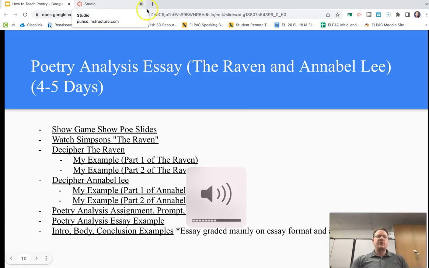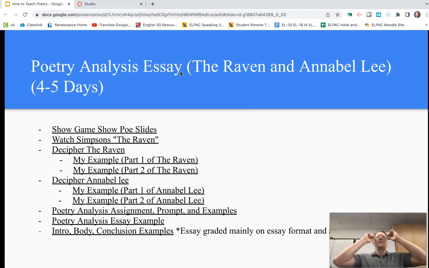So I show them the Simpsons version of the Raven, and I think that's important because the Raven can be challenging with the language. But if the students see the Simpsons version of the Raven in advance, it helps them understand a little better. It only goes about 4 minutes or so. Then we analyze the Raven.